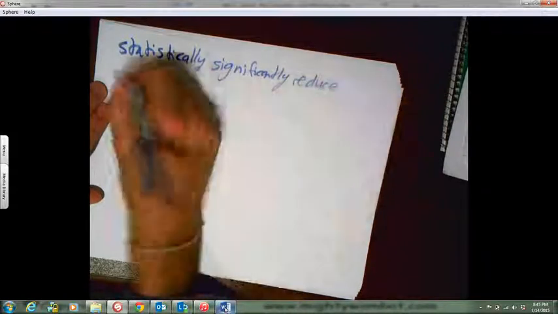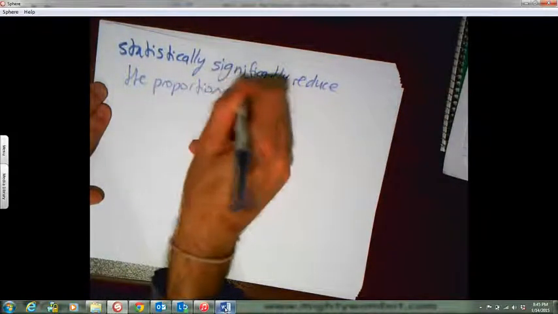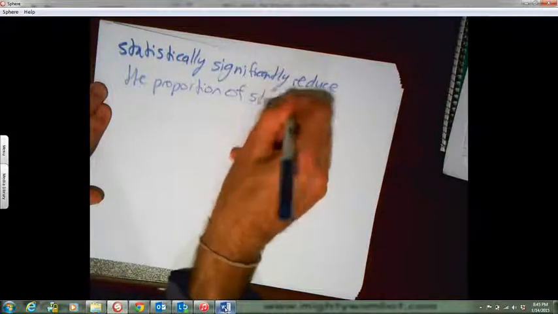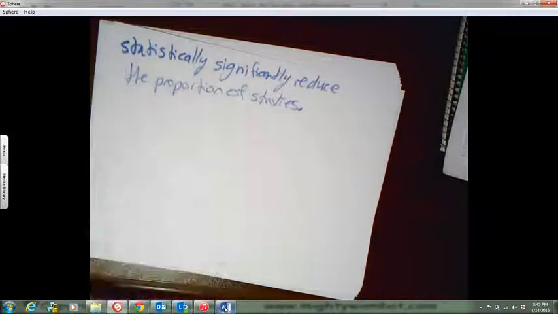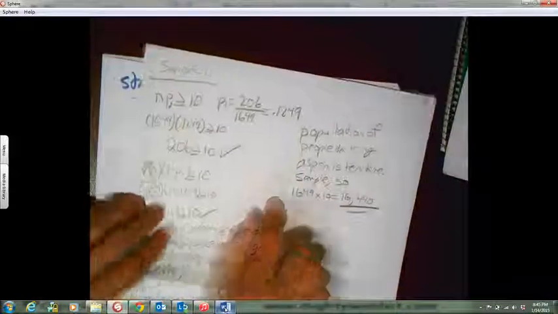There we have it, and that is part A. So we started off with naming the test, then we went to the conditions, first for sample 1, then for sample 2, then we went to the math, and finally we ended with our conclusion.